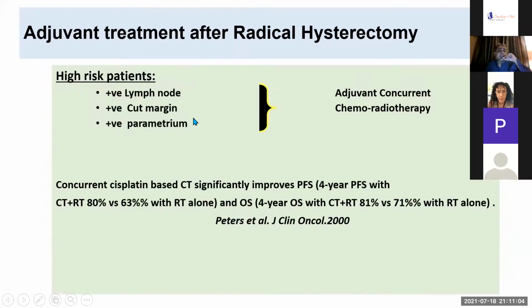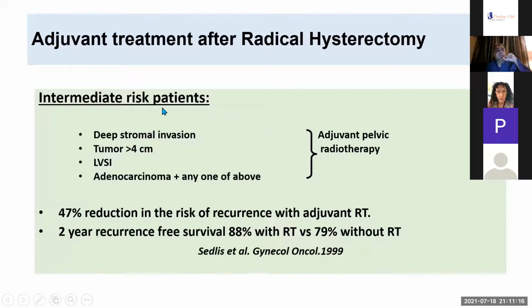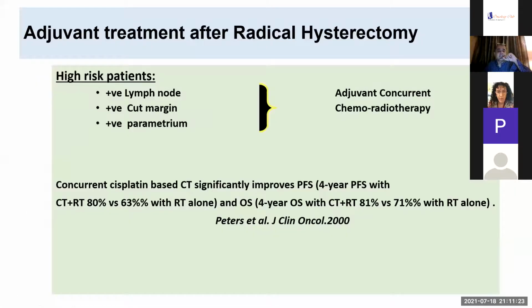The high risk features include positive lymph nodes, positive cut margins, and parametrial involvement. So these patients would probably receive adjuvant concurrent chemoradiotherapy. So that's the highlight of this. So it's not that we are doing it for the sake of doing. As pathologists, you play a very, very important role in the adjuvant management in case of CA cervix.